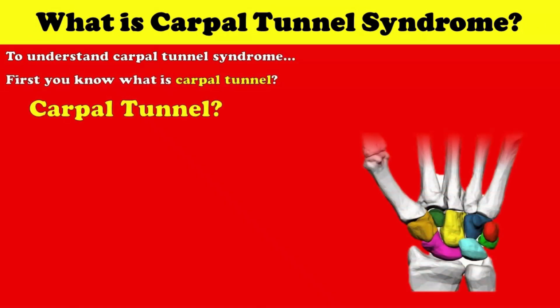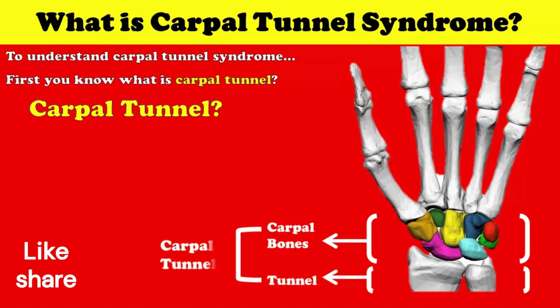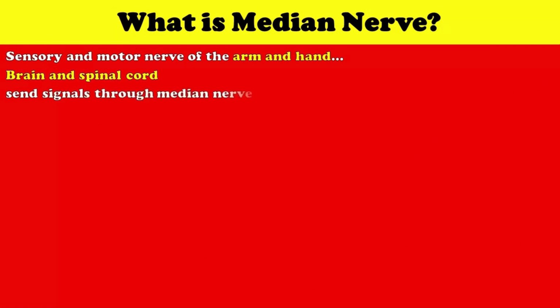The bones in the wrist that help the movement of the wrist are called carpal bones. There is a space between the carpal bones from where the veins and nerves pass, which is called the tunnel, and the space between the carpal bones is called the carpal tunnel. If you have numbness in your hands, the median nerve plays an important role in controlling arm and hand movements through the brain and spinal cord.